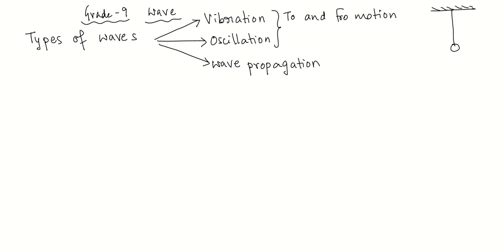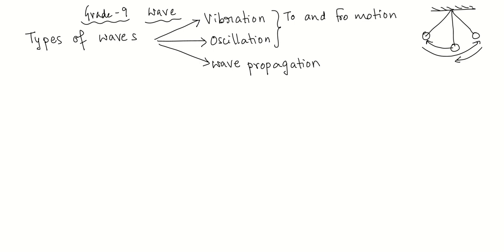Okay, so for example, let us say you have a simple pendulum, and the simple pendulum moves all the way from here to here, and then back from here to here, and then again back here. So the simple pendulum moves this way, right? Now this is called a to and fro motion.